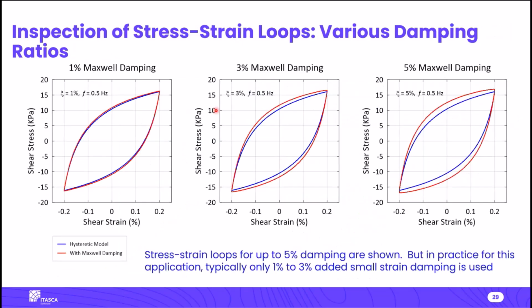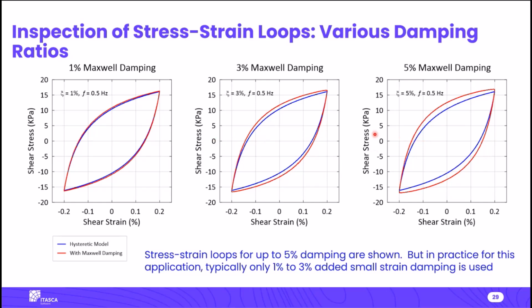Then we want to add various amounts of Maxwell damping to that, and you can see here's 1%. The hysteretic model is shown in blue, and with Maxwell damping is shown in red. So 1% damping, 3% damping, and 5% damping. And as you mentioned, if you're using a nonlinear model like this, you probably wouldn't use 5% damping, because the hysteretic model itself can handle that level of damping. But we just wanted to show that for comparison purposes.